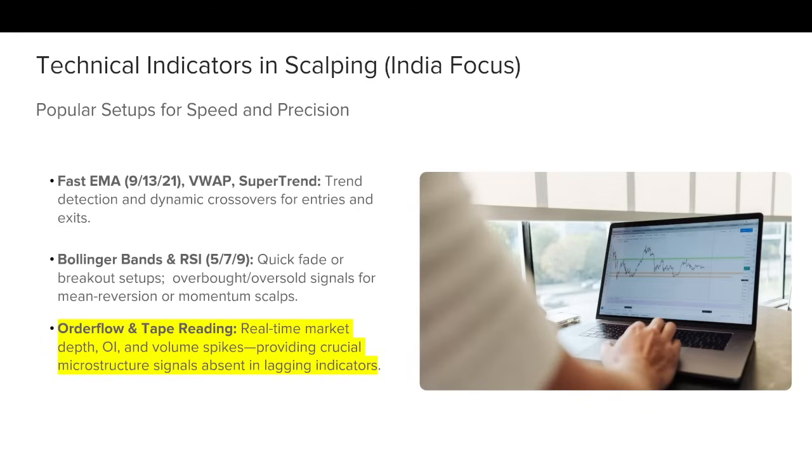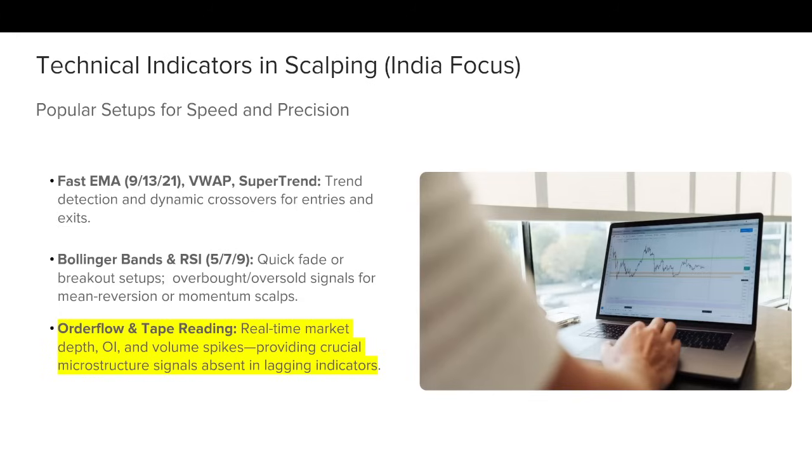So technical indicators in India, what people now use to scalp: they use EMAs 9, 13, 21, 50, 20, whatever. They use VWAP, they use Supertrend. So they use it for trend detection and dynamic crossovers for entries and exits. Maybe they will use Supertrend to find out whether the market is bullish or bearish, then use a moving average crossover to trigger trades. That's what a lot of scalpers do nowadays.